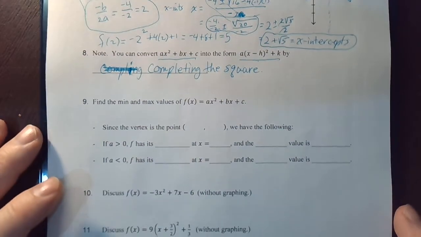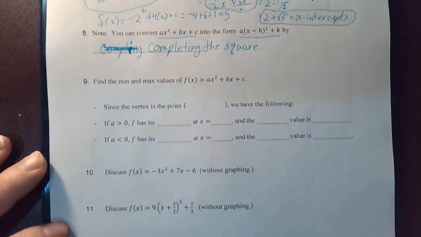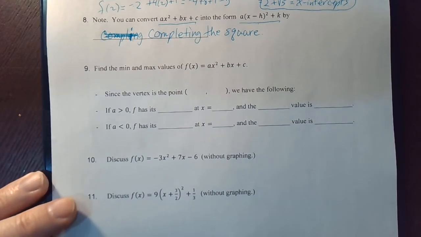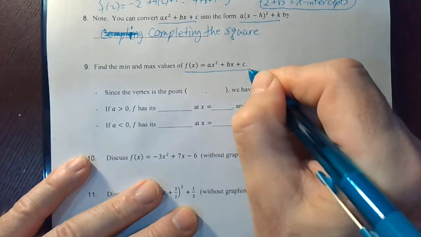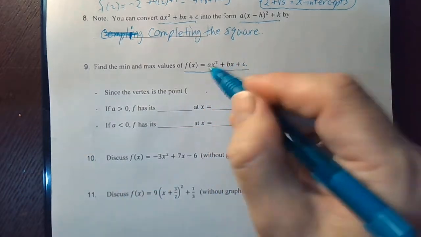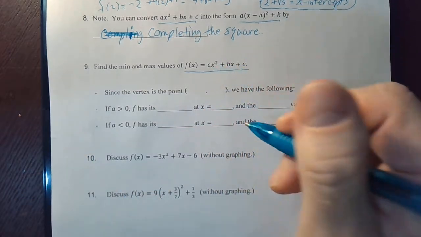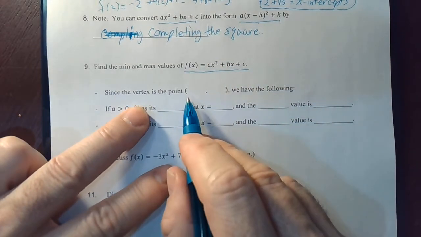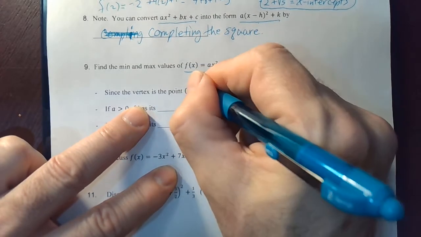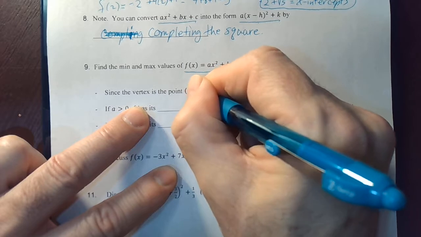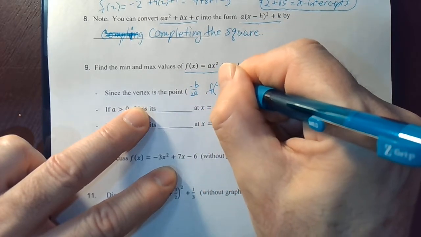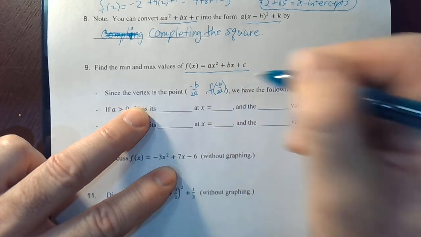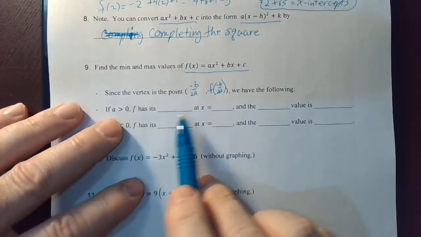All right, well now we're just going to get a little bit theoretical here to finish up this video. Suppose we've got this form for a quadratic. It's a generic one. I'm not giving you a specific example. Since the vertex is, well, you need to memorize this, negative b over 2a, comma, f of negative b over 2a, we have the following.